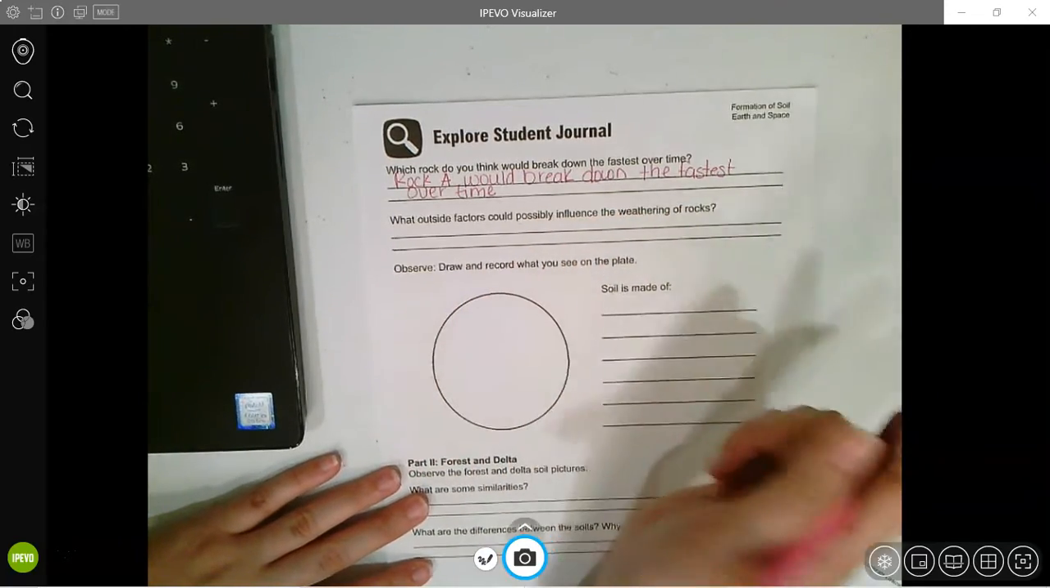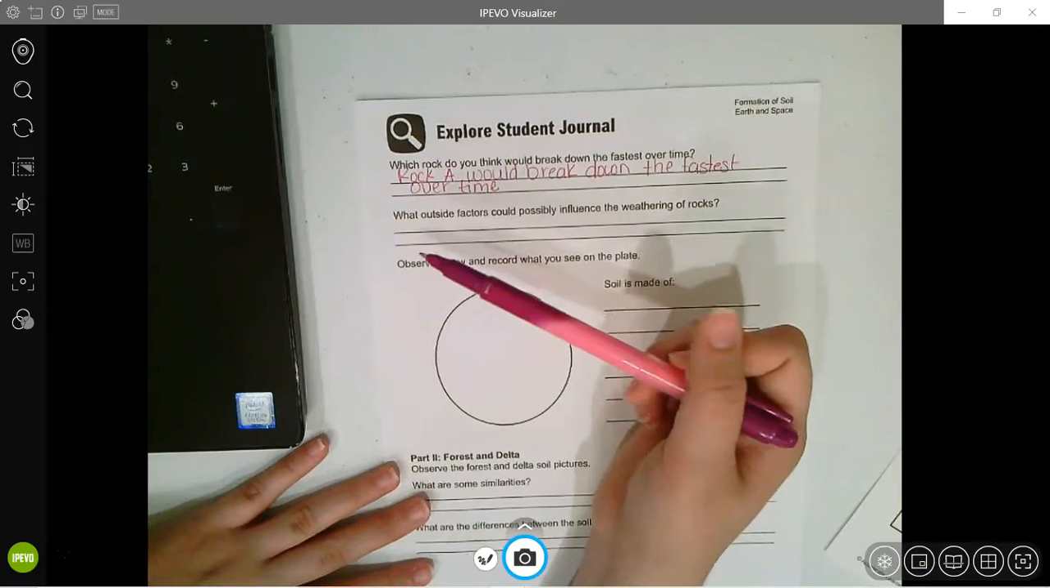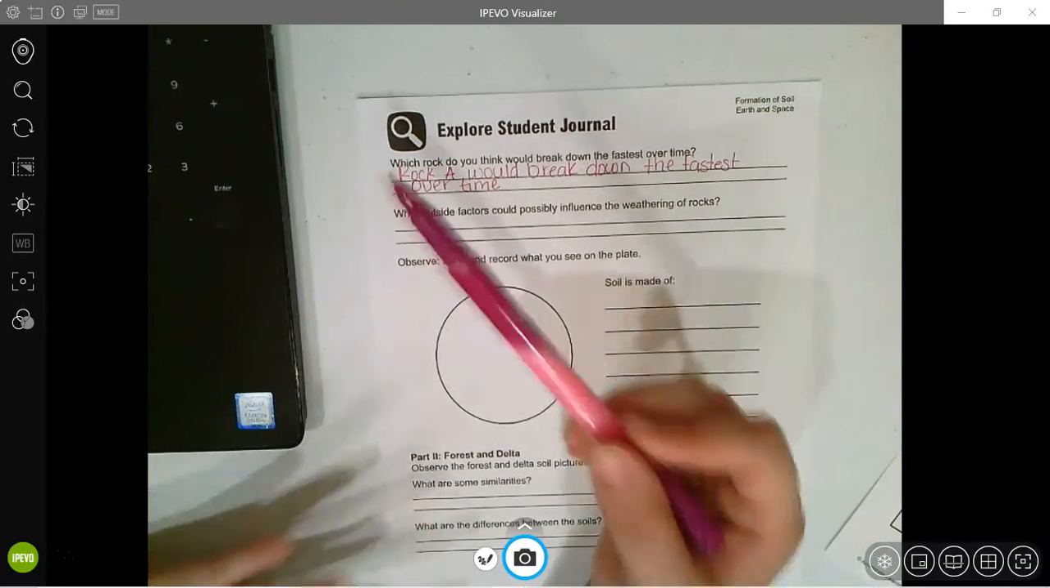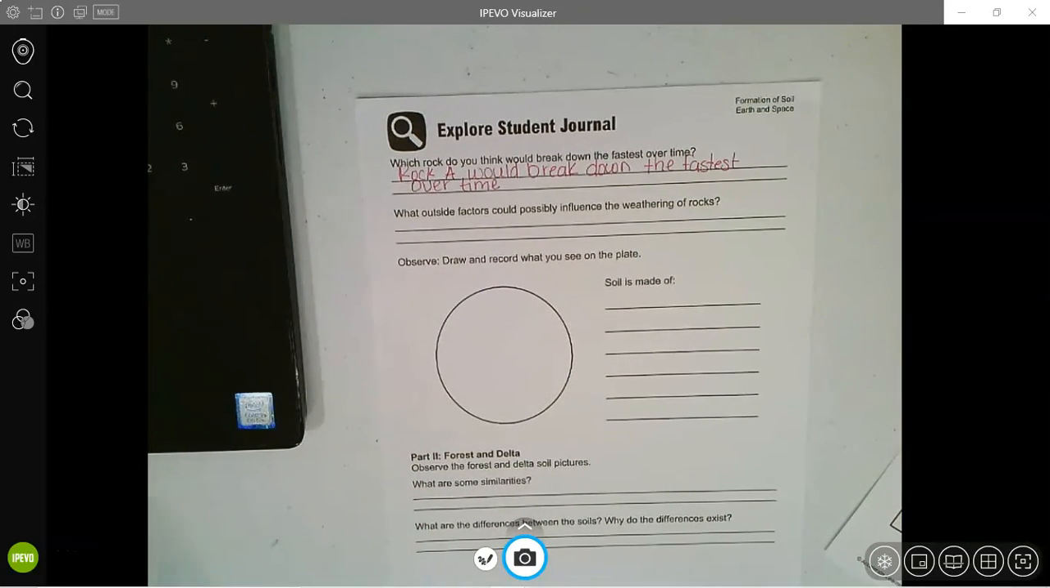And then what outside factors could possibly influence the weathering of rocks? I want you to answer this question on your own. So think about the factors outside, and remember, weathering is where what's happening to that rock and what's causing it to break down. So think about the video you watched. Think about just what are some factors of the outside environment that would cause a rock to weather. Okay, so what factors could possibly influence the weathering of rocks? All right, guys.